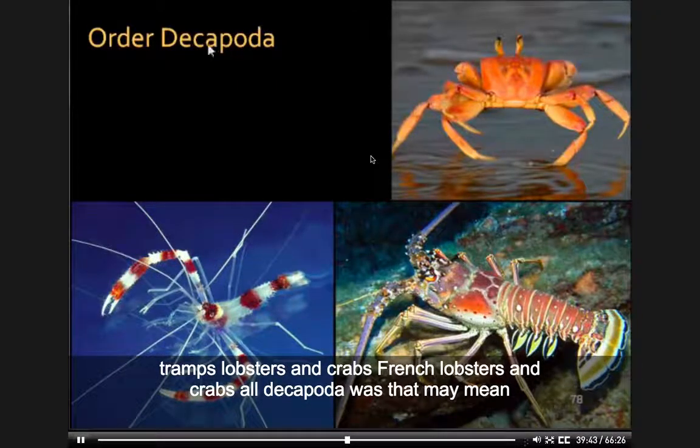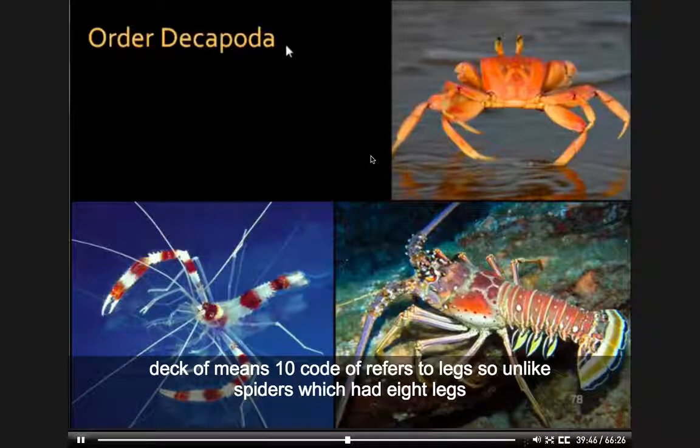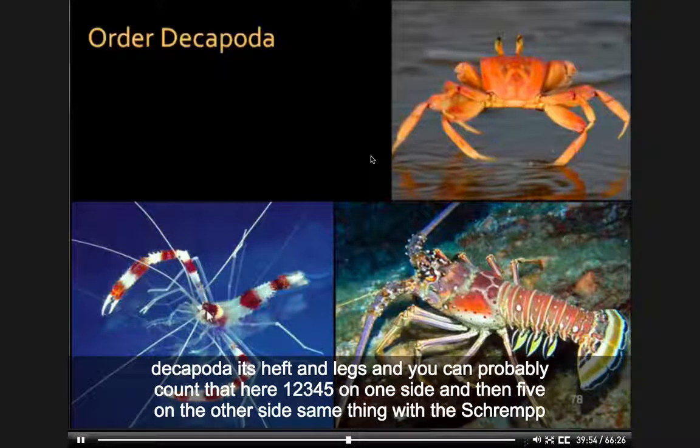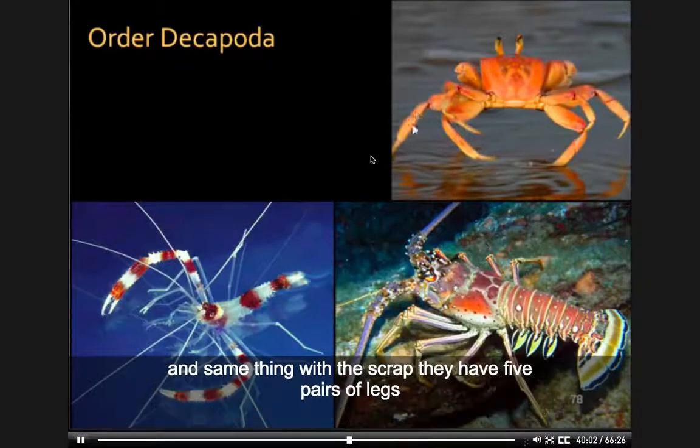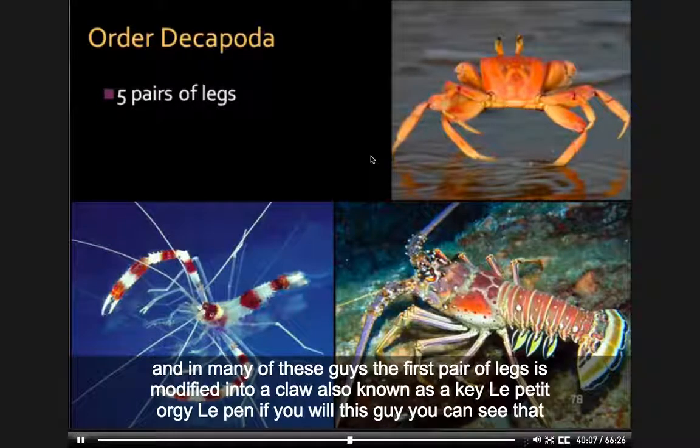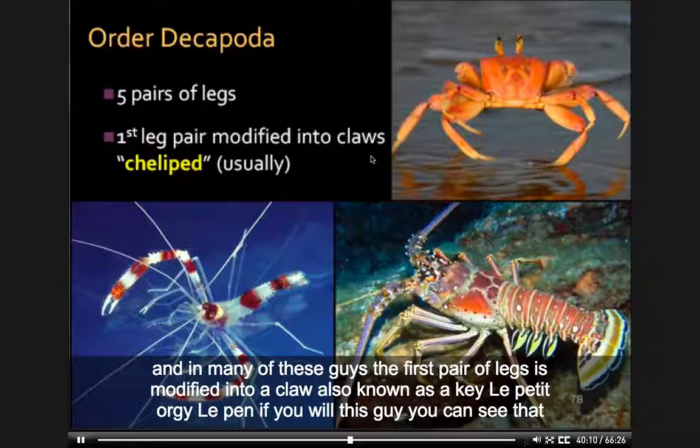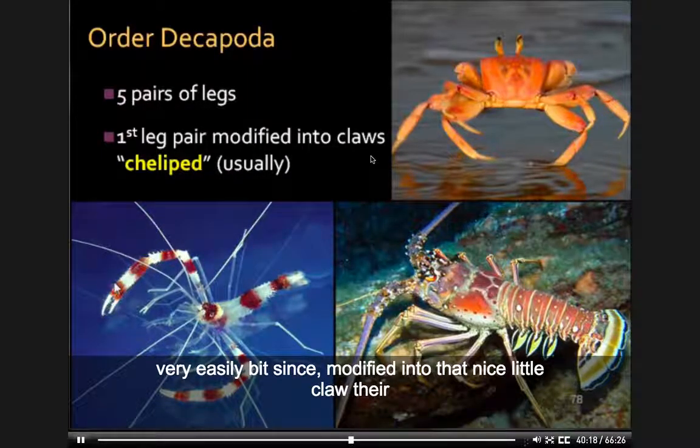What does the name mean? Deca means 10. Poda refers to legs. So, unlike spiders, which have 8 legs, decapods have 10 legs. And you can probably count that here. 1, 2, 3, 4, 5 on one side, and then 5 on the other side. Same thing with this shrimp, and same thing with this crab. They have 5 pairs of legs, and in many of these guys, the first pair of legs is modified into a claw, also known as a cheliped. This guy, you can see that very easily. It's kind of modified into that nice little claw there.